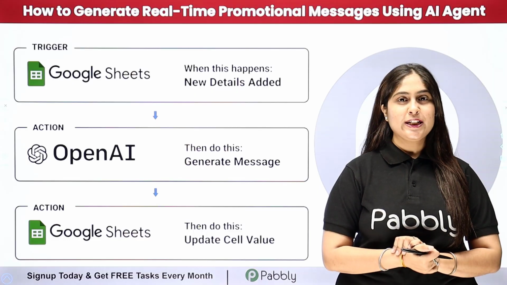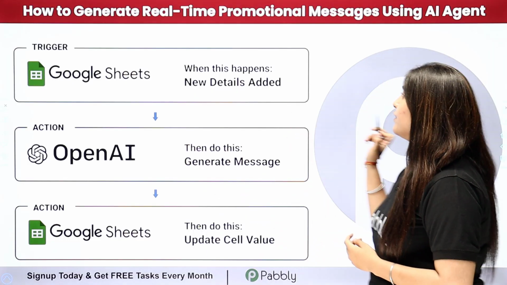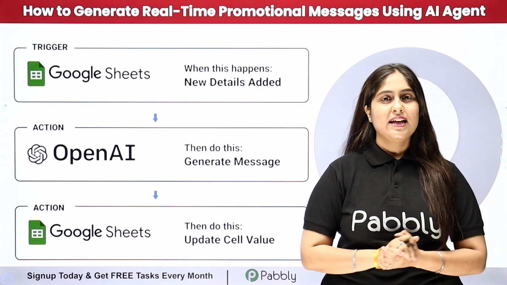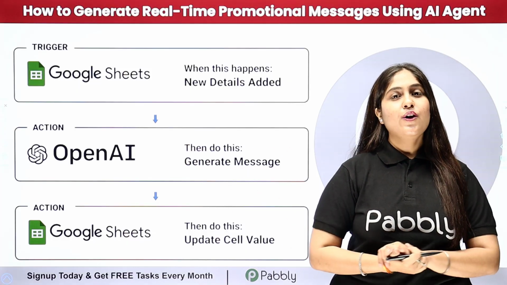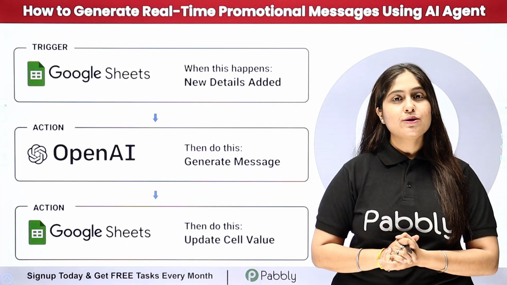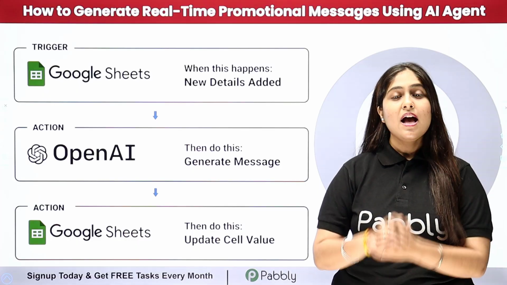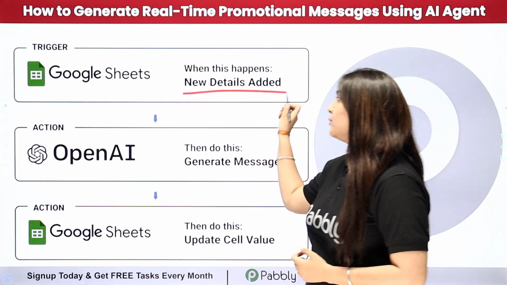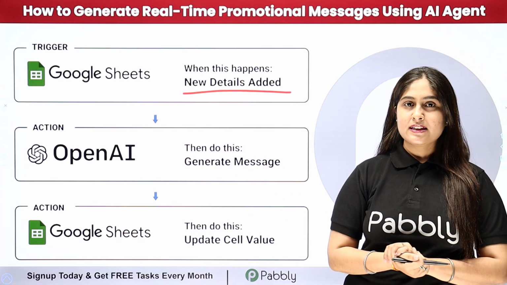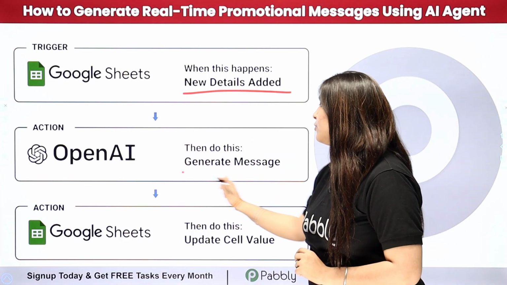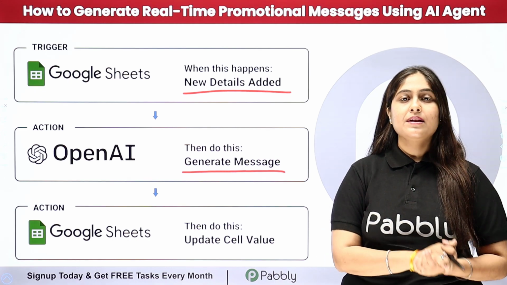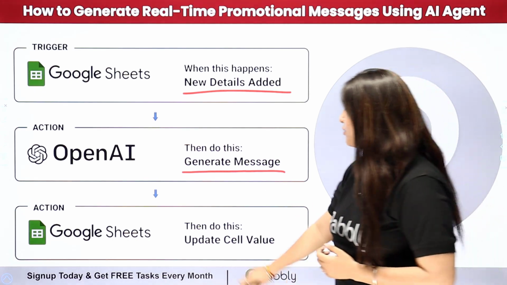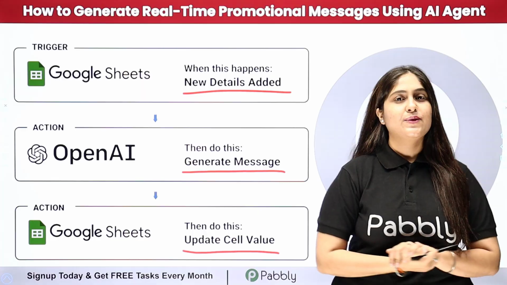In this video we are going to understand how to generate real-time promotional messages using an AI agent. As the owner of an online store, I want to generate promotional messages for my customers, and here my objective is that when I add a new message detail in my Google Sheets, then automatically using the details, OpenAI should generate the promotional message, and after generating the message, that message should be added in my Google Sheets under a specific column.